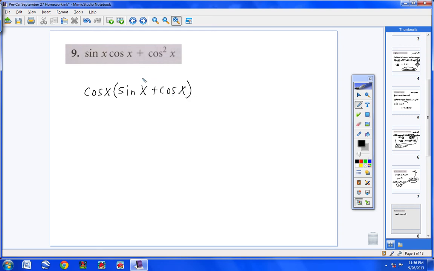Now, as I look at the answer in the back of the book, yep, that's what you're supposed to have right there. That's it. So there's no simplifying they want you to do. That's all they wanted you to do is factor, and then no simplifying.